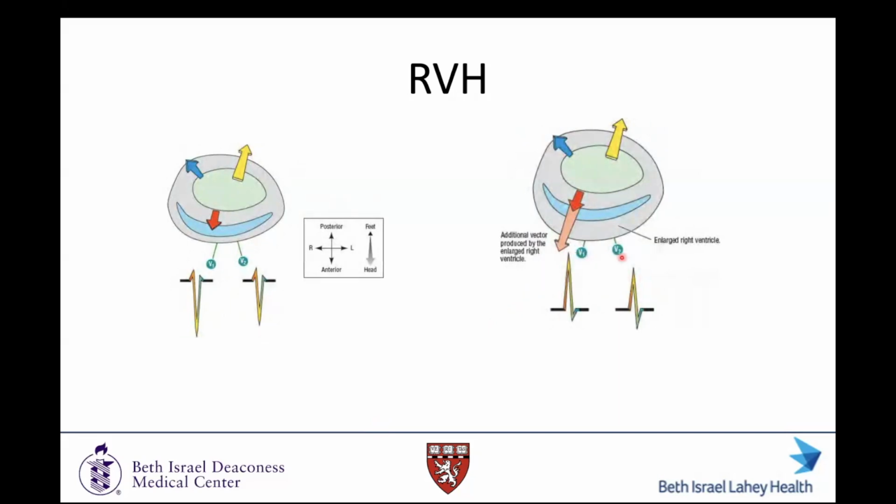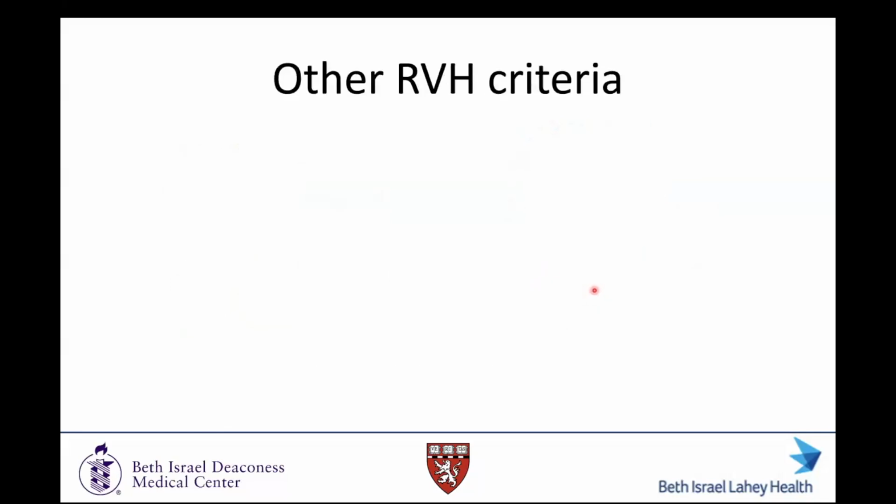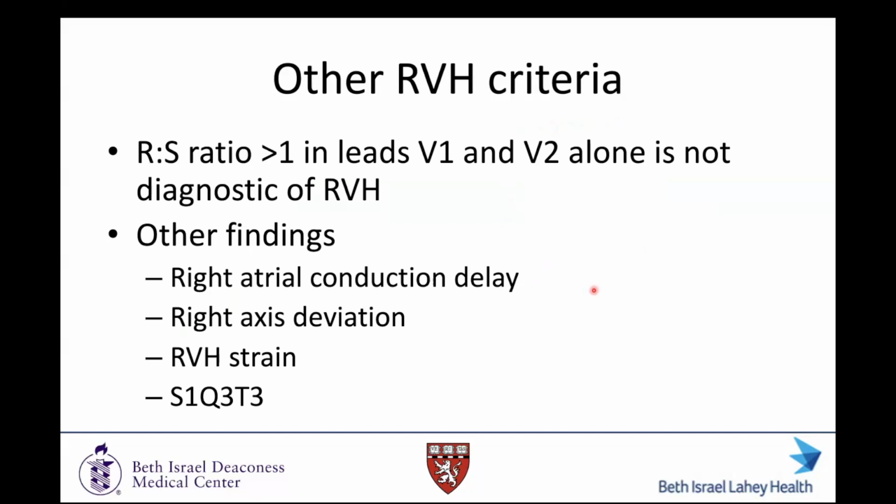And this is the basis of the RVH criteria that you can expect to see an R to S ratio greater than 1 in leads V1 and V2. You can also see some strain with ST depressions as well as T wave inversion, similar to what we see in LVH. However, it's important to note that an R to S ratio in leads V1 and V2 greater than 1 alone is not diagnostic of RVH. You should also look for some other things. These include a right atrial conduction delay, right axis deviation, evidence of strain, and then our classic S1, Q3, T3.